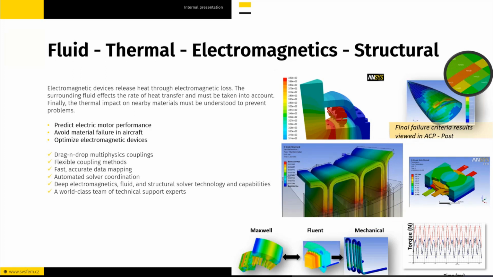Of course, the challenge even today can be a combination of four and more physical fields together. Such a solution is typical for electromagnetic devices where the surrounding fluid effects and the rate of heat transfer must be taken into account. It's typical mainly for prediction of electric motor performance or prediction of material failure in aircraft. Also, acoustic effects minimization can be important for electric motors or electric generators and can be solved in a coupled manner with the influence of other fields.